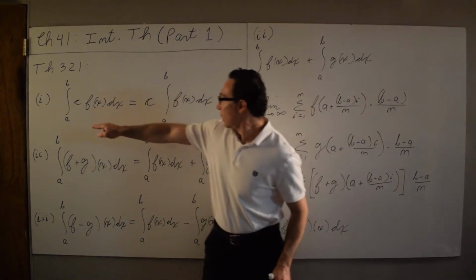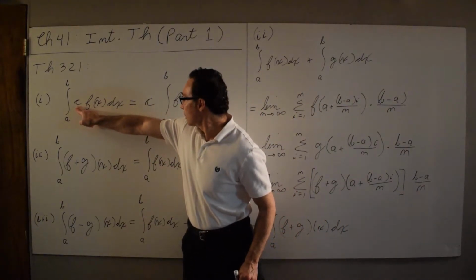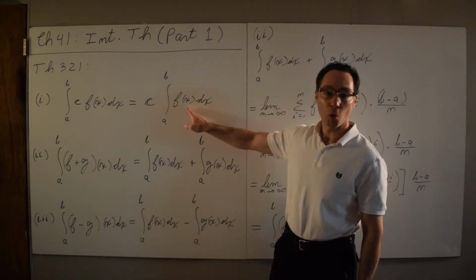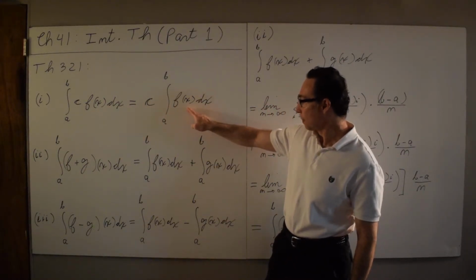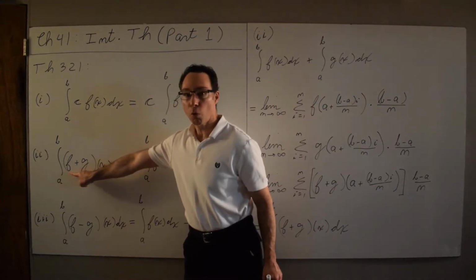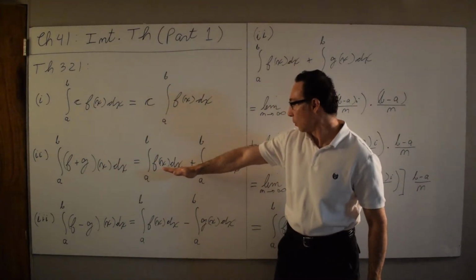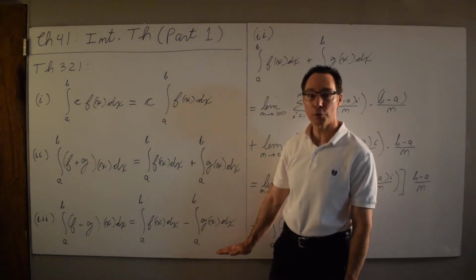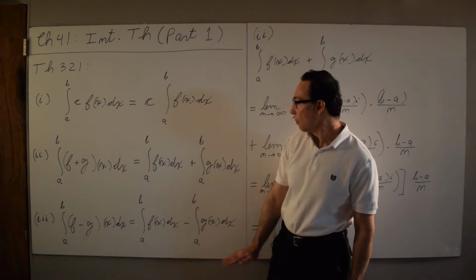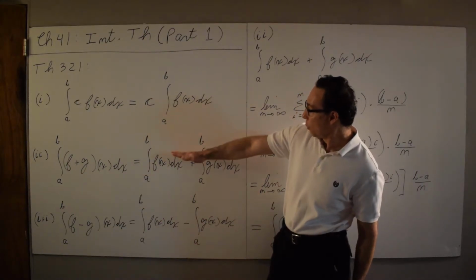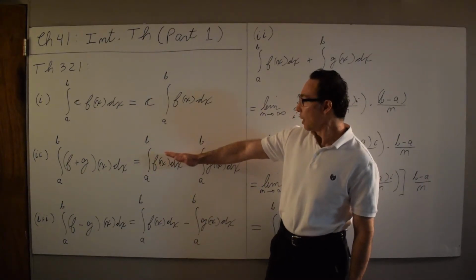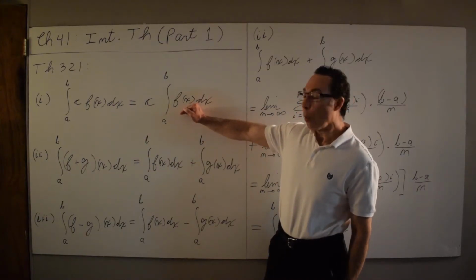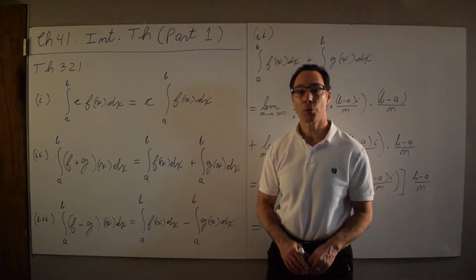The integral of a constant times a function is the constant times the integral. That is part 1 of Theorem 321. Part 2 is the integral of the sum is the sum of the integrals. And part 3 is the integral of the difference is the difference of the integrals. I'm going to outline the proof of part 2. Then I'm going to modify that slightly to show you how to prove part 1, and then we'll talk about part 3.